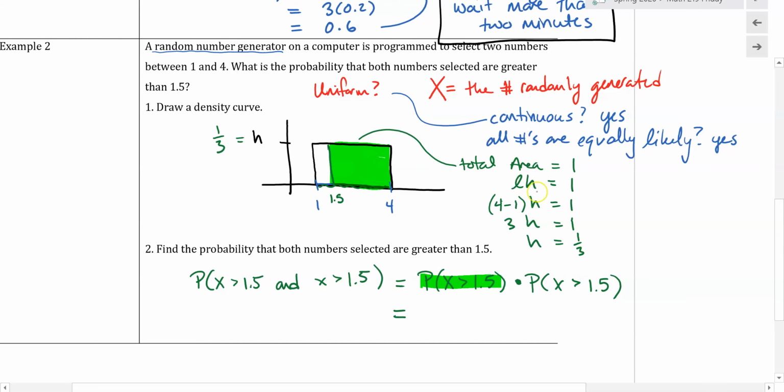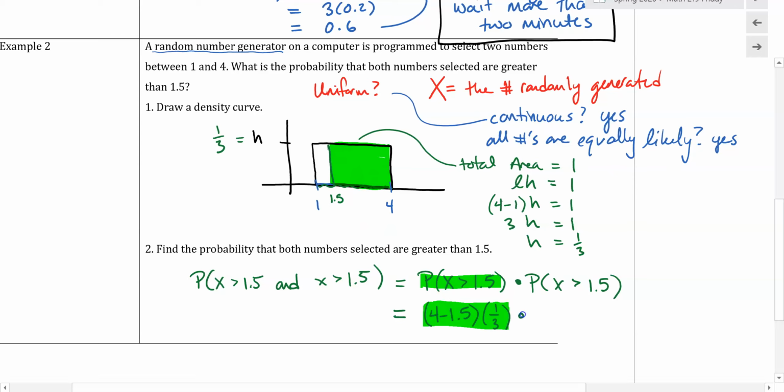Well, again, the area of the rectangle is length times height. So the length would be from 1.5 to 4. If you want to figure that out, you could just subtract them. That tells you the distance between here and here. Times the height, so times a third, or 0.33 if you want to use decimals. Alright, that's the area for one of those slices there, or for that green rectangle.